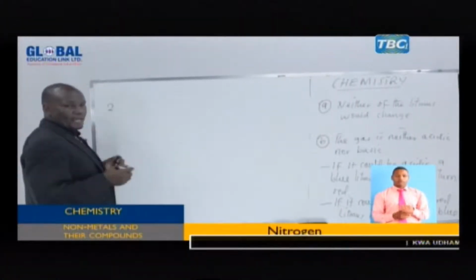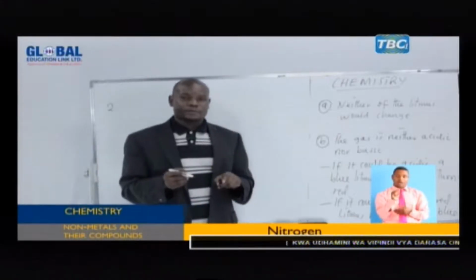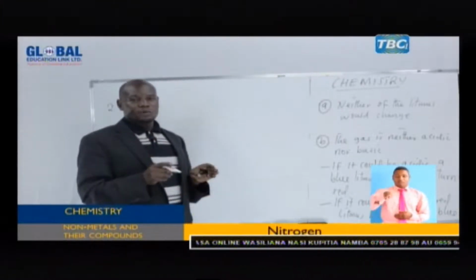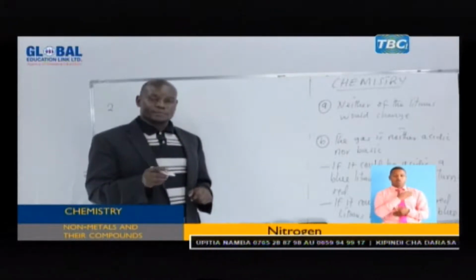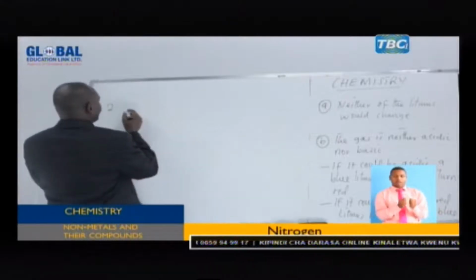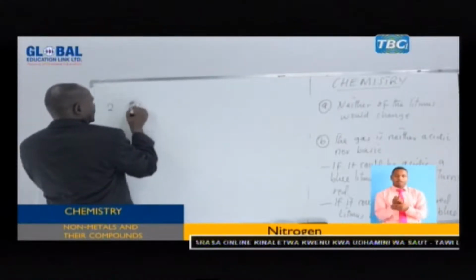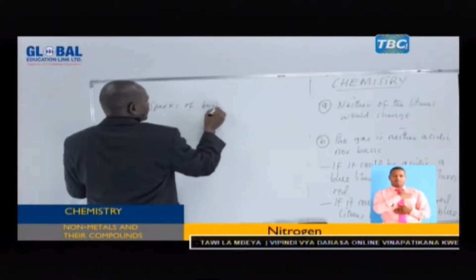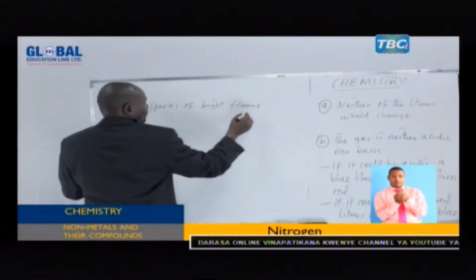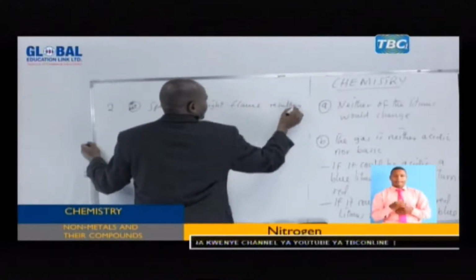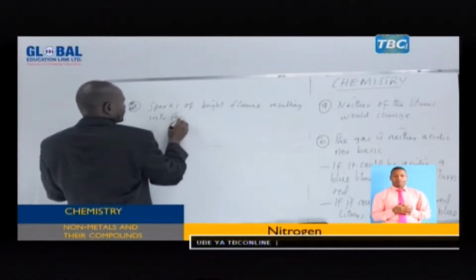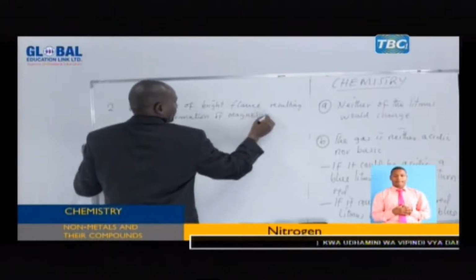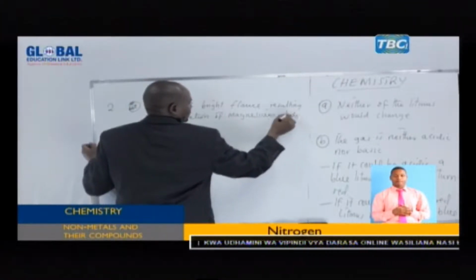The first question, we are being asked what do you think happened to magnesium ribbon? Normally, magnesium ribbon burns by producing sparks or white light, resulting in the formation of magnesium nitride. So what happened for part A is sparks of bright flame resulting into formation of magnesium nitride.